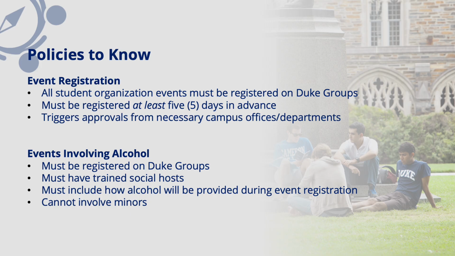Events involving alcohol, again, must be registered on Duke Groups. They must have trained social hosts, so they need to go to that social host workshop that I just talked about. They must include how alcohol will be provided during the event registration period, and cannot involve minors at all.